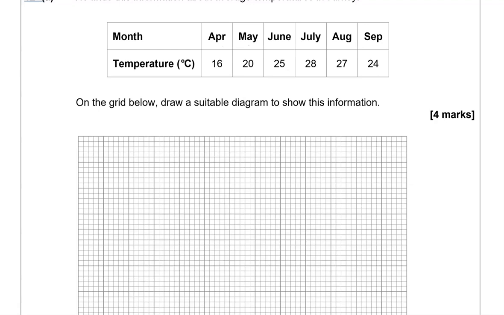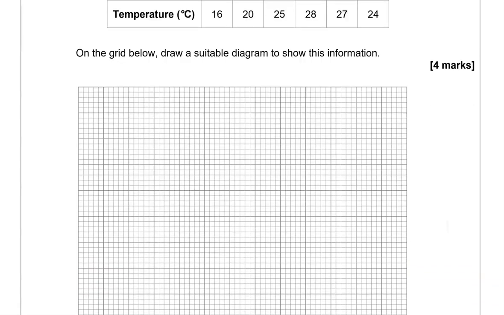We've got 1, 2, 3, 4, 5, 6 months. So we're going to represent them horizontally. So we're looking at 6. How many squares do we have though? 1, 2, 3, 4, 5, 6, 7, 8, 9, 10, 11, 12, 13. So we could do 2 squares for each month. We're starting with April.